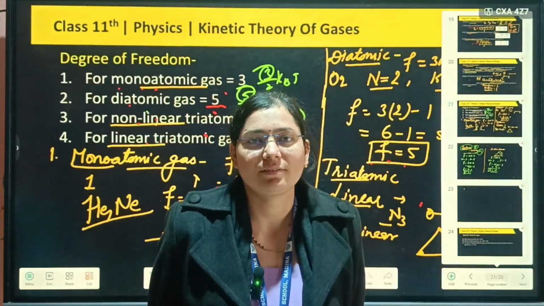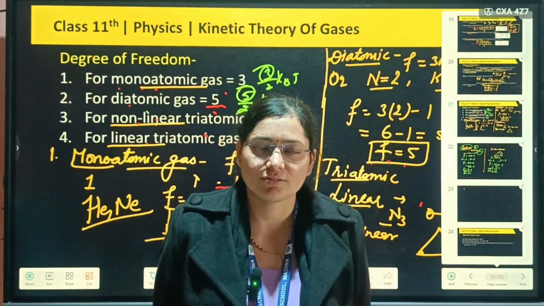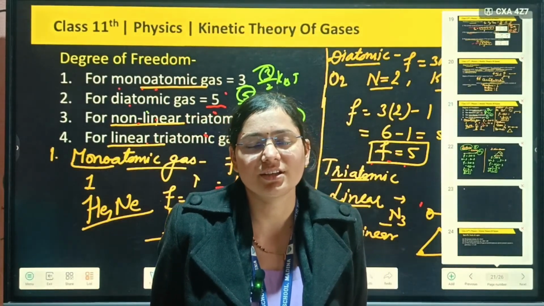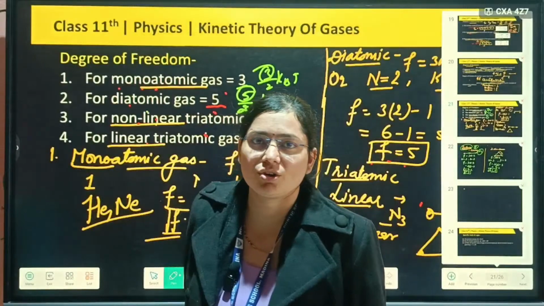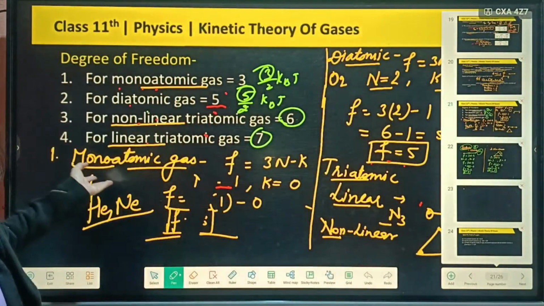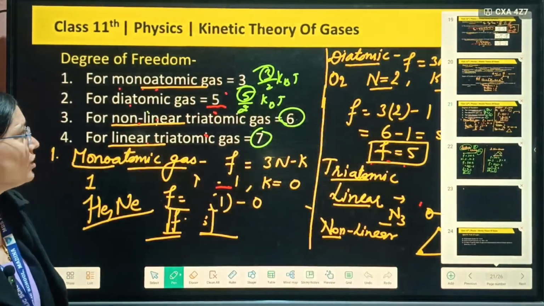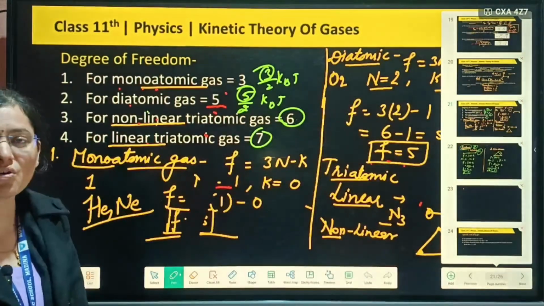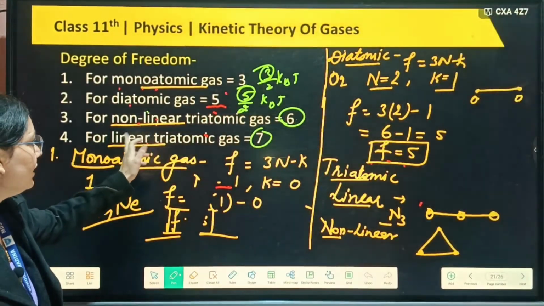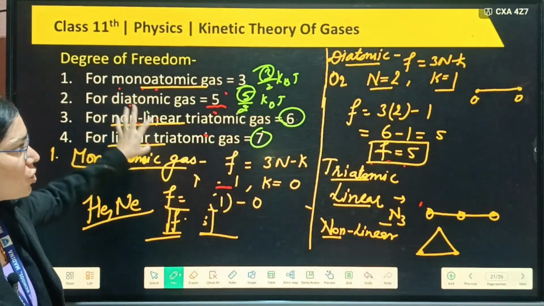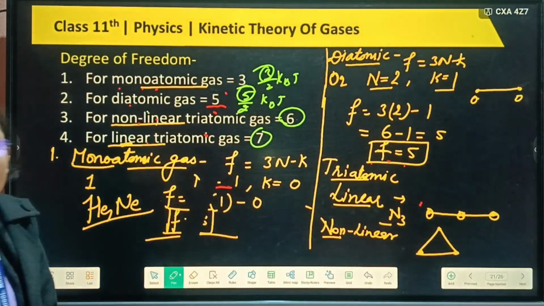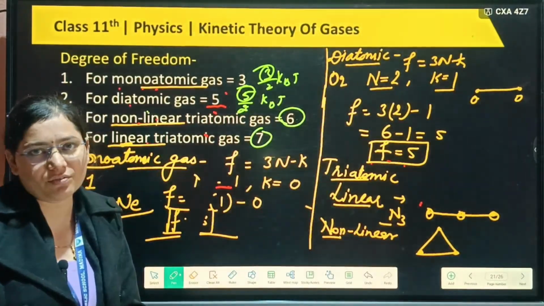Today we are doing our next class of the kinetic theory of gases. In the last class we discussed the kinetic theory of gases and the degree of freedom topic: how you can find the degree of freedom for the different gases, monoatomic, diatomic and triatomic, and triatomic can be non-linear or linear. Today we will discuss the specific heat of these gases, and how we can find it.